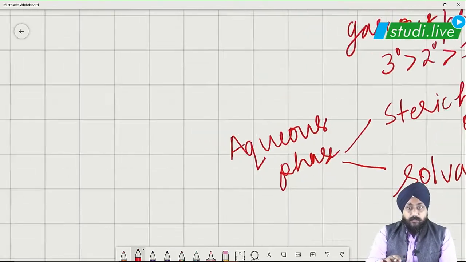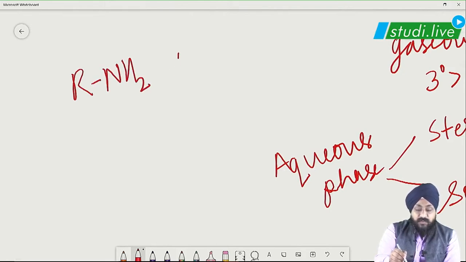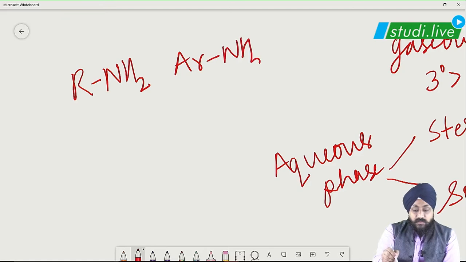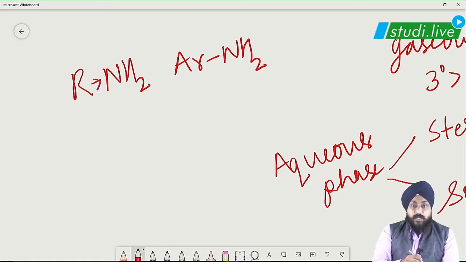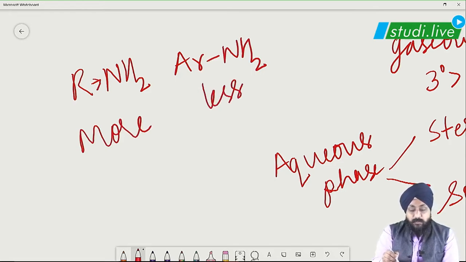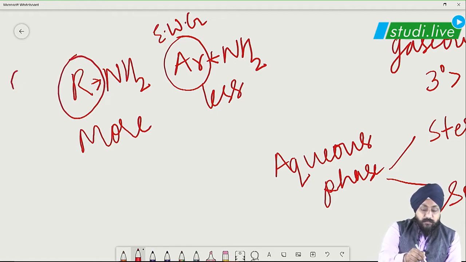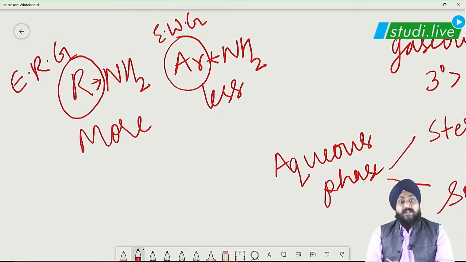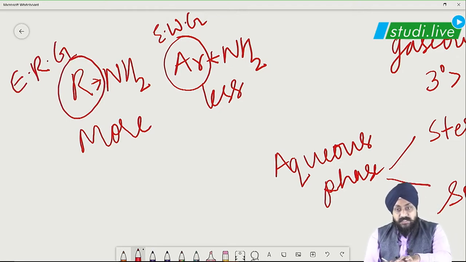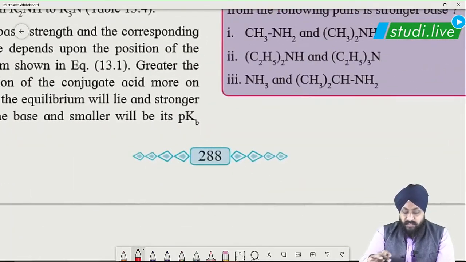Now students, one more important thing over here: when we are comparing our aliphatic amine with aromatic amine, what is going to happen? Aliphatic amine has an electron donating group, so this will be more basic as compared to this, and this is going to be less basic, because this is an electron withdrawing group, whereas here R is an electron releasing group, or you say an electron donating group. So students, this is going to be your order of basicity.